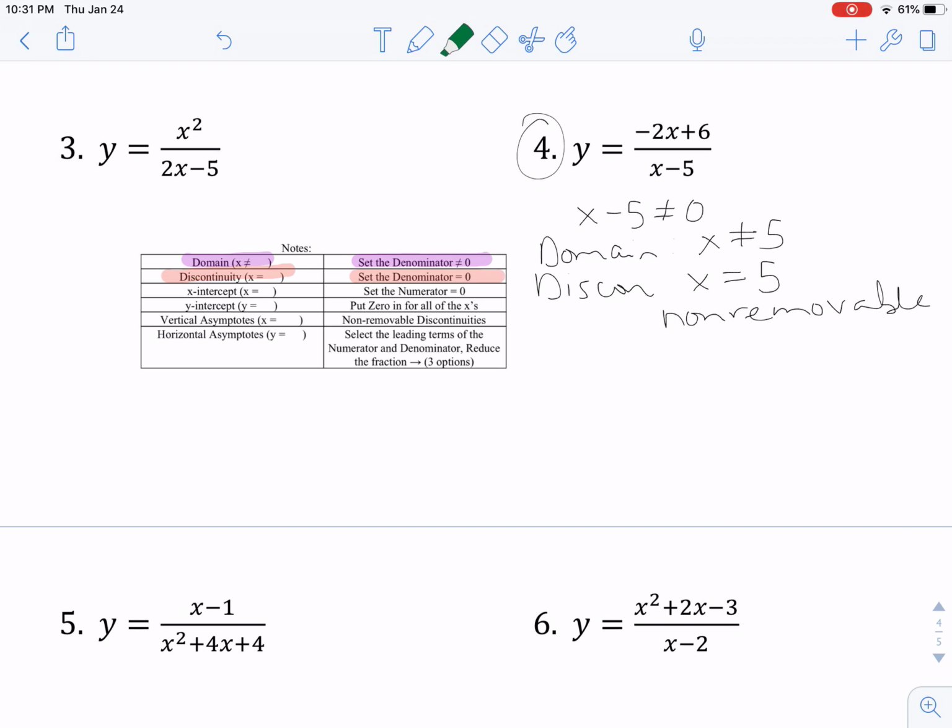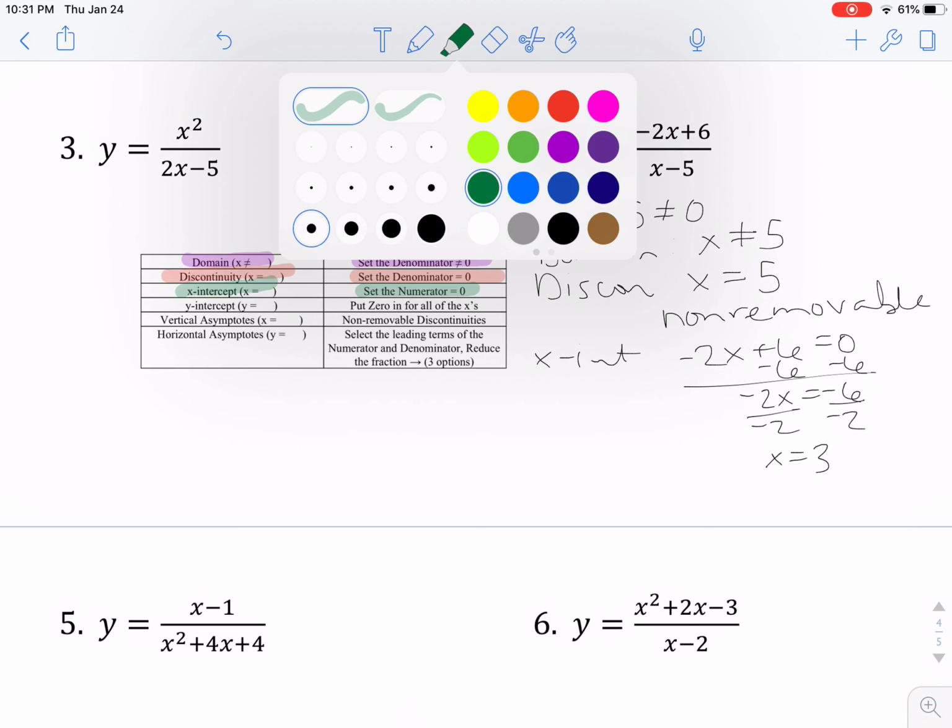Now next, to find the x-intercept, you set your numerator equal to 0. My numerator here is negative 2x plus 6. I set that equal to 0, subtract 6, and divide by negative 2. So x equals 3 is my x-intercept.